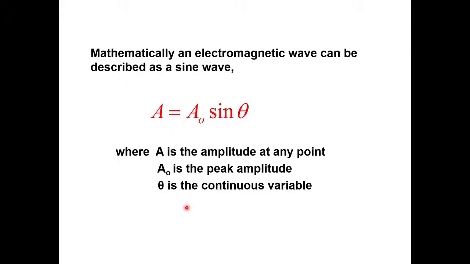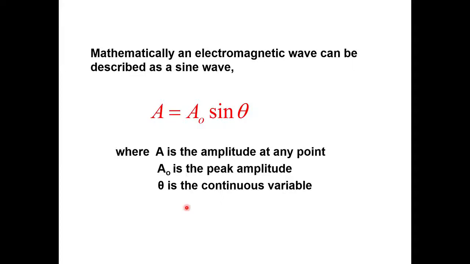Okay. Now, mathematically, how do we write an electromagnetic radiation? We write it as a sine wave. I have already explained that the amplitude for a sine curve reaches a maximum and then a minimum, and all the values are in between. So, we write A is equal to A0 into sine theta. That means, when theta is 0, sine theta is 0. So, the value of amplitude will be 0.